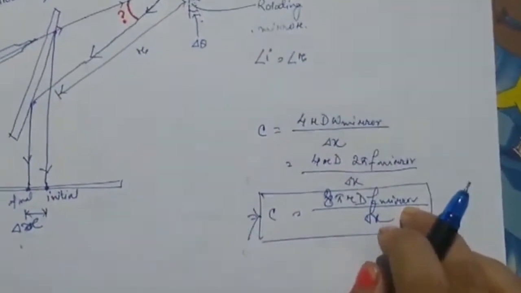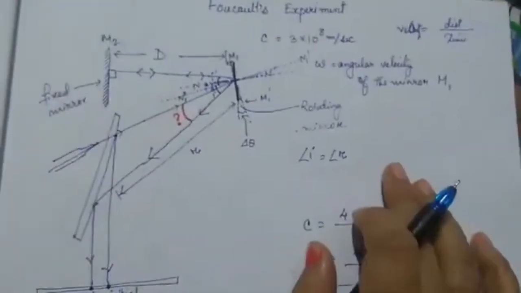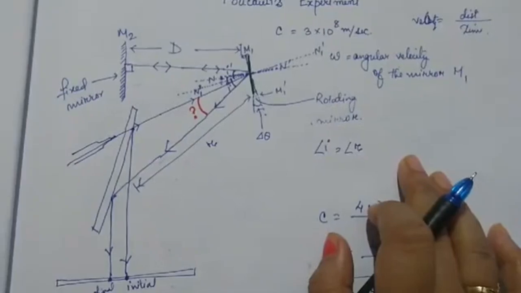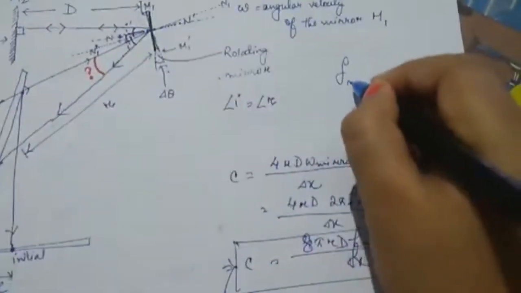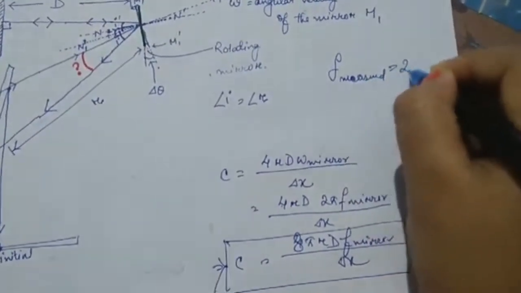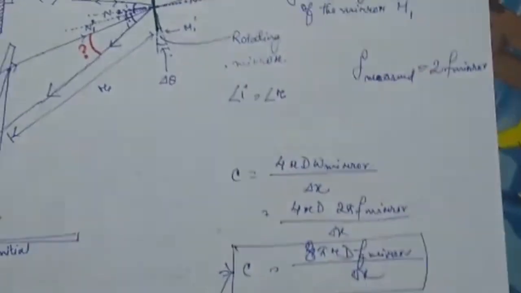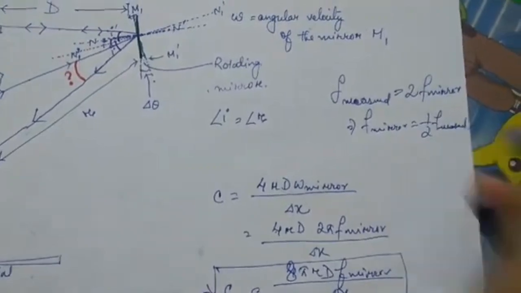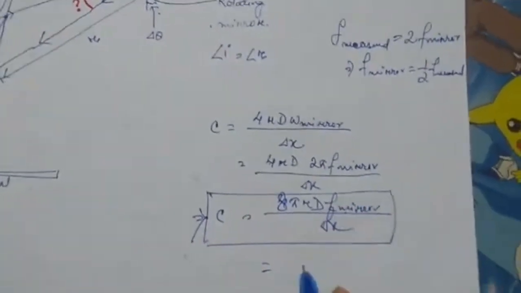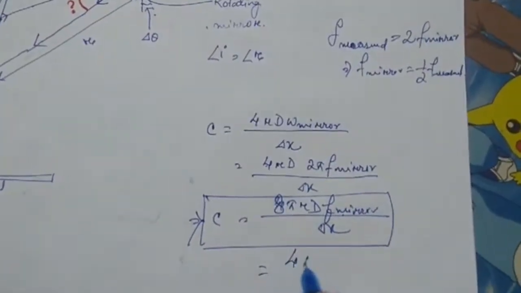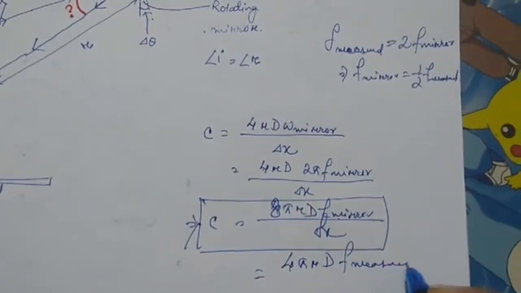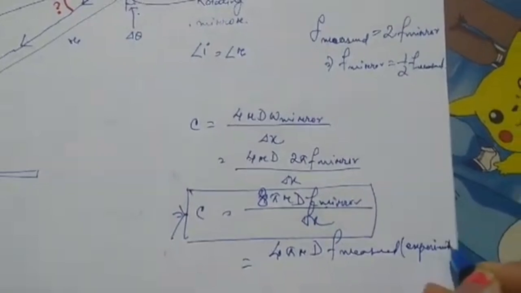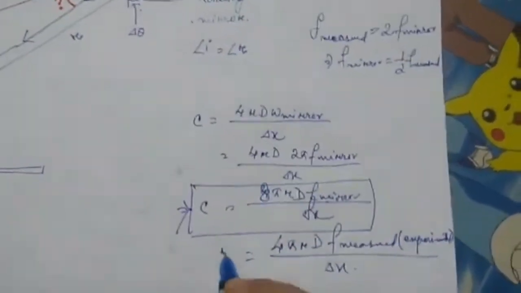But we are doing an experiment, so we will get the experimental value. As I told you, this mirror is both sided. So if actually one light is coming back to you, we will receive two lights. That means whatever you are measuring, f measured, is always twice the actual frequency of the mirror. You will always receive double because the mirror is double sided. So f mirror will be equal to half of f measured. So here we put a half in f mirror, so 8 divided by 2 again gives 4 pi r d f measured, which is experimental, divided by del x. This is the final formula.